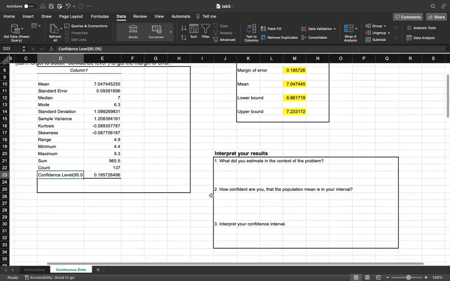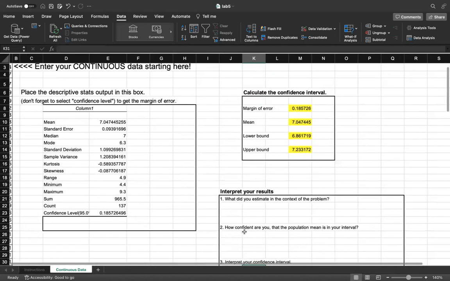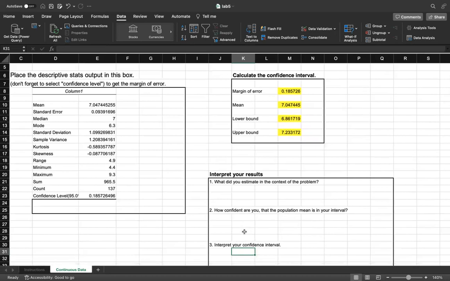Where you are going to write your entire interpretation is right here. So I would say, I am 95% confident that the mean magnitude of earthquakes in the world is between 6.86 and 7.23. That's what I would say. You may need units for yours. Earthquake magnitude doesn't have units, but if you were doing temperature, you would say it's between this many degrees and this many degrees Fahrenheit. Or if you're estimating amount of money spent per month on electricity, you would say it's between these many dollars and these many dollars.